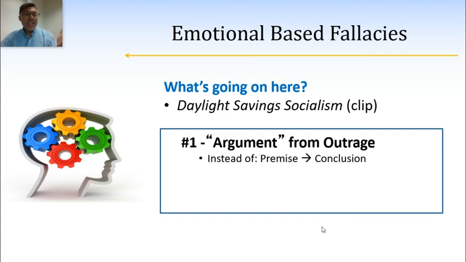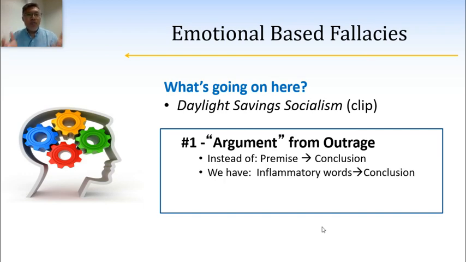So instead of providing an actual premise to believe a conclusion, an argument from outrage uses language to elicit an emotional response of anger, right? So inflammatory words. And then hopefully by getting the audience to feel this anger, they can then lead the audience towards the conclusion. So the argument from outrage substitutes anger for reason.